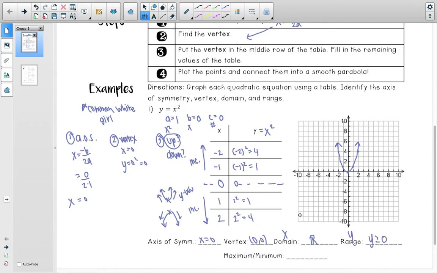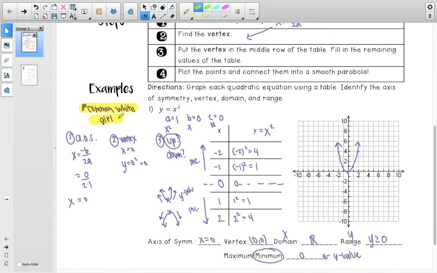All right? And then the last question I'm going to ask you, is there a max or min? And there's a minimum, and you're going to tell me what y value that's occurring at, and that y value is 0. All right, so that is the most basic quadratic we can get. It is our common parent graph.